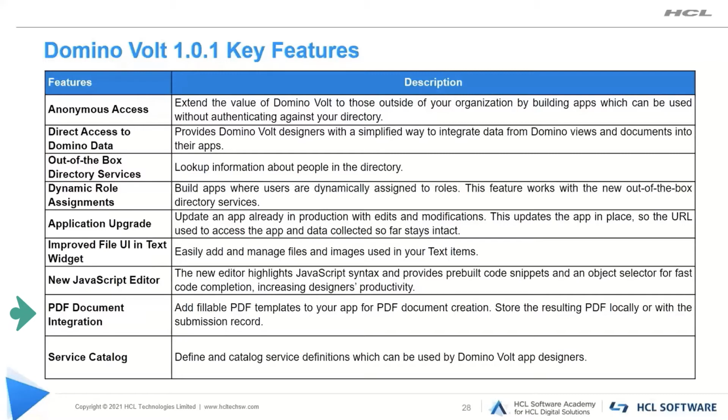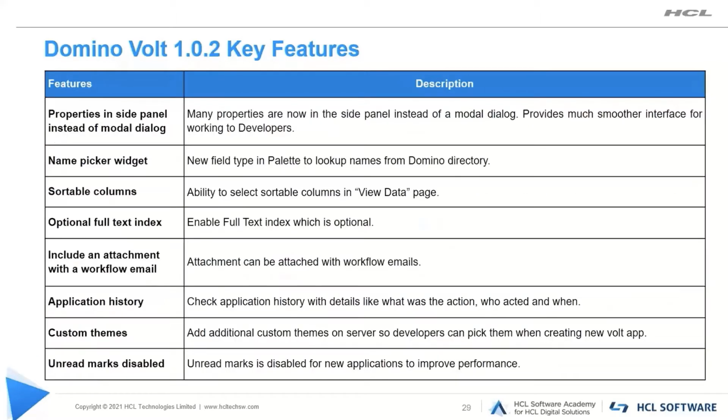PDF document integration. You can add fillable PDF templates to your app for PDF document creation. You can capture data and push it into the template and then store the resulting PDF locally or with the submission record. Service catalog. You can define and catalog the service definitions which can then be later used. This is a define once and use by all approach, and it allows organizations to build and reuse integration points specific to the organization. Moving to the next slide.